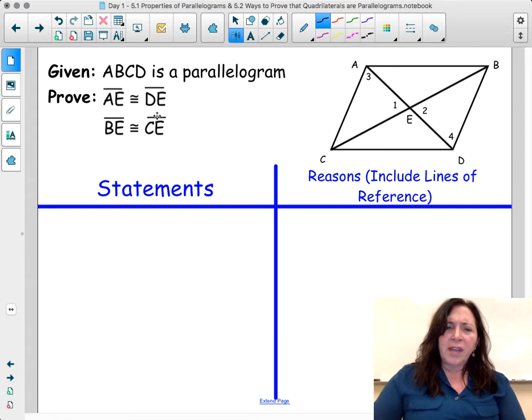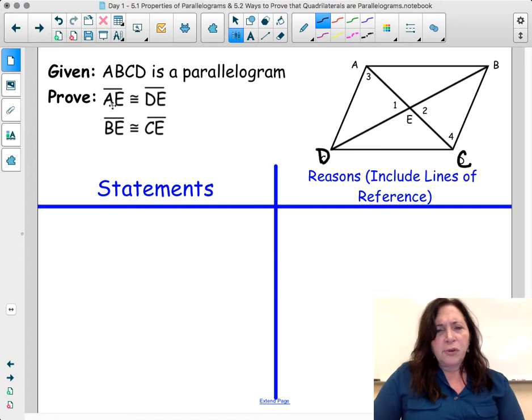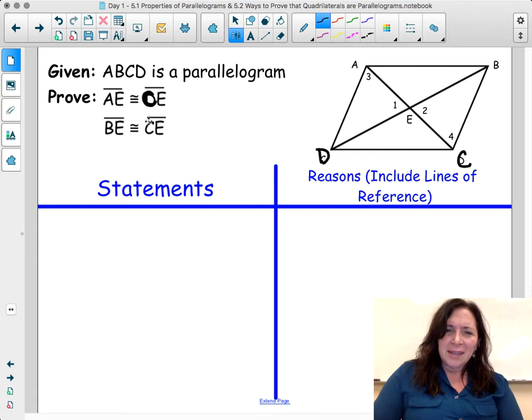For this problem, it says ABCD is a parallelogram. Uh-oh, this wasn't written right. C has to be here, and this has to be D. Your job is to prove that AE is congruent to CE, sorry about that, and BE is congruent to DE. So to prove that, if you know it's a parallelogram, meaning opposite sides are parallel by the definition of a parallelogram, you know you're trying to prove this.